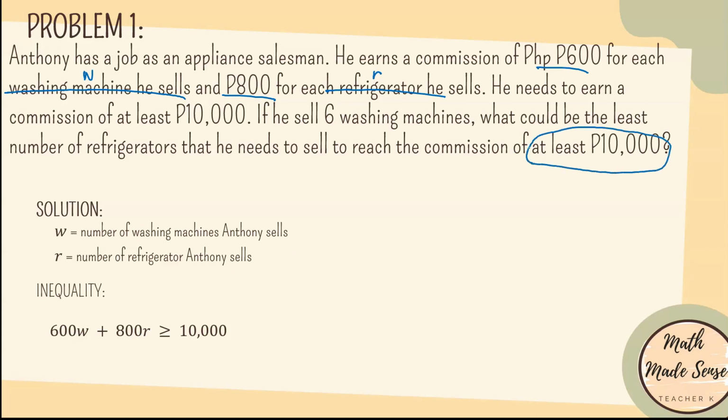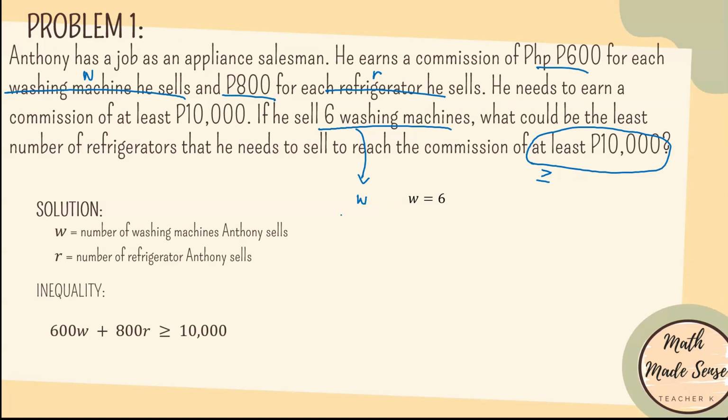So this is our quota. The symbol "at least" represents greater than or equal to. Hence, the inequality is 600W plus 800R is greater than or equal to 10,000. If Anthony sells 6 washing machines, what could be the least number of refrigerators that he sells? Remember that the washing machine is our variable W, so we will set W equal to 6.